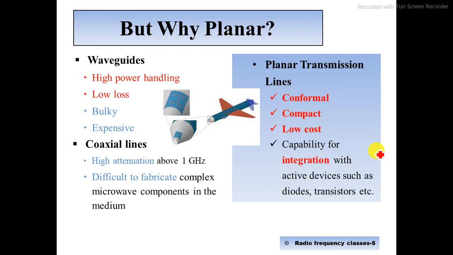Now, conformal means, suppose there is a car. In previous days, in cars, whip antennas used to be connected to receive electromagnetic signals. That can be avoided, but there will be mechanical disturbance when we are in motion, and then signal capture capacity will be less. So due to this conformal nature, we can easily fix and mount it on any surface, if we design on flexible kinds of dielectric materials.